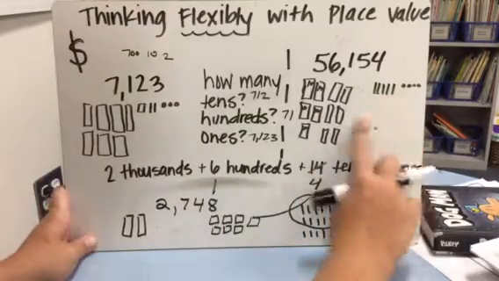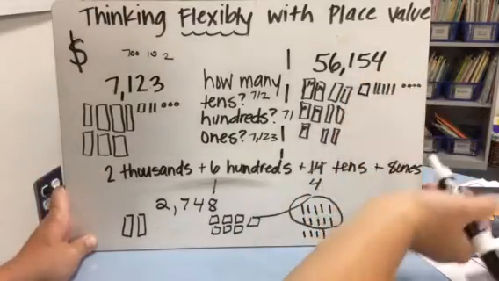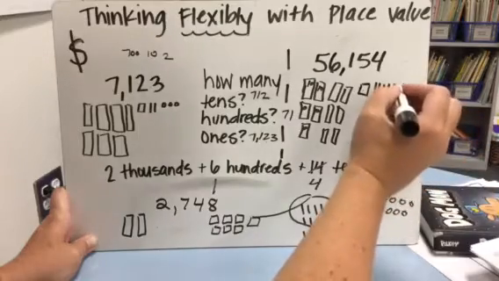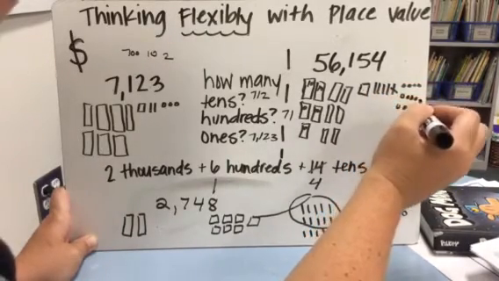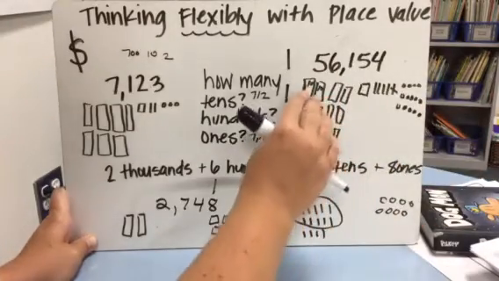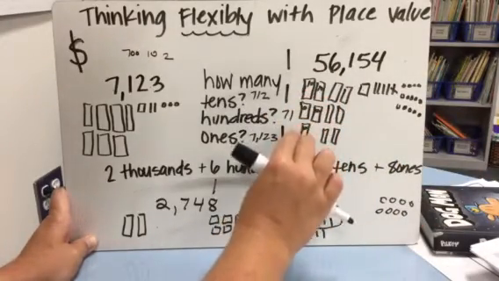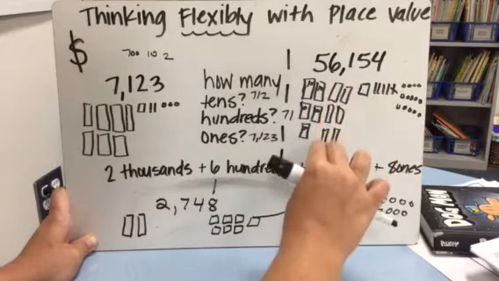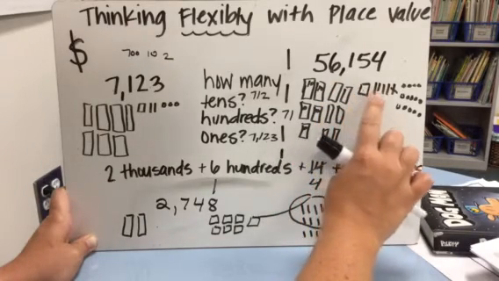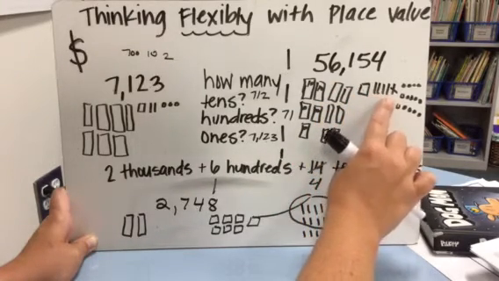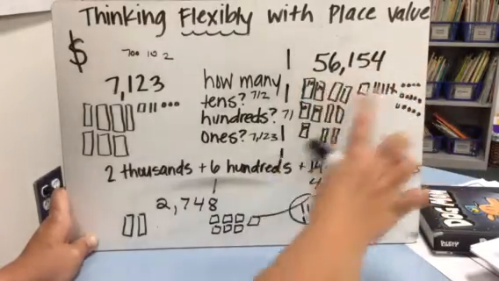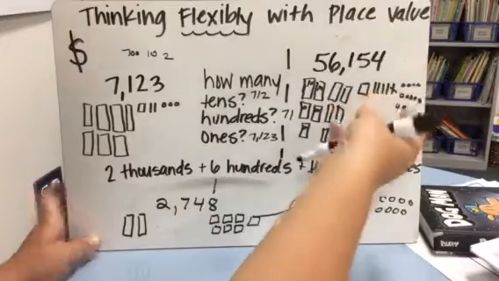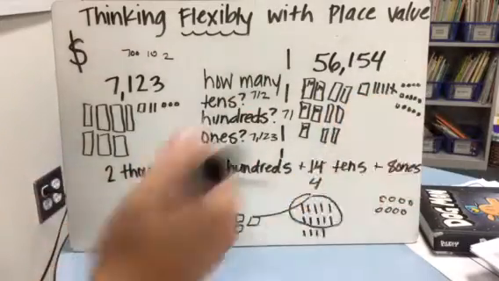Or I could take these away, and I could ungroup a 10 and make it into ones. So I have 5 10,000s or 50,000, 6,100, 4 tens, because I ungrouped one, and 14 ones. Still the same value, but I've just ungrouped a 10 and moved it into the ones place.